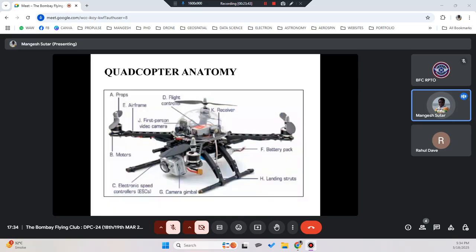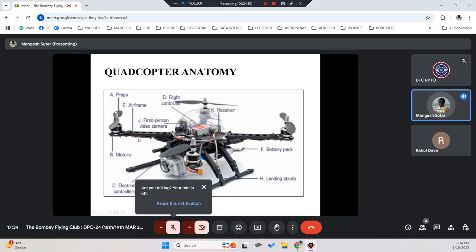So let's see what the anatomy of the drone is. If you see a quadcopter drone, you will have a propeller, you will have a motor, and then you will have a frame on which the motor is fixed with the propeller. Then attached to the frame are the legs or the arms, as we call them, on which the motor is attached.